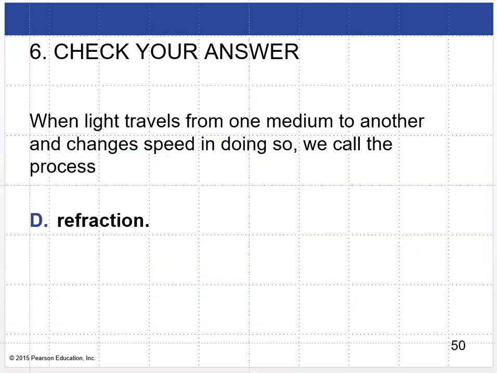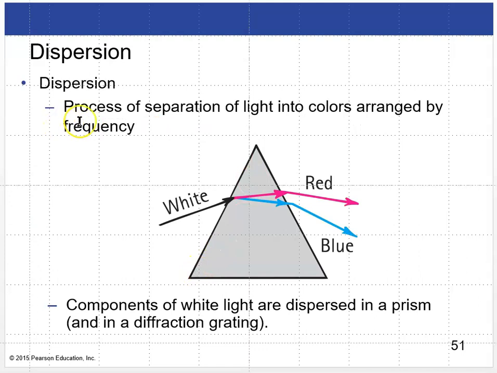When light travels from one medium to another and changes its speed in doing so, we call this refraction. Now, dispersion is the process of the separation of light into colors arranged by frequency. It is caused by the fact that the index of refraction is also wavelength dependent for most materials. So what happens is white light comes into a specially shaped medium that has a higher index of refraction than the surrounding air does.